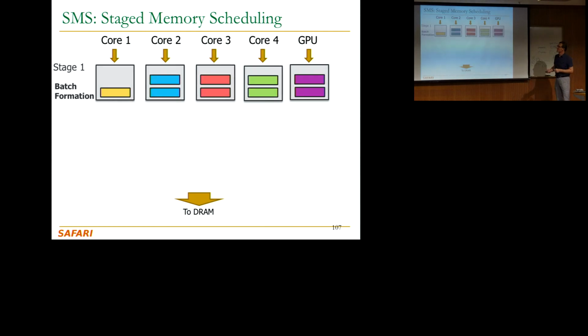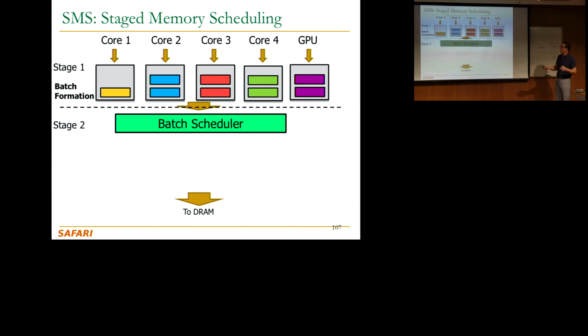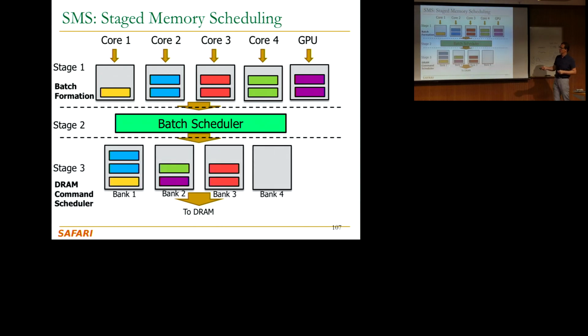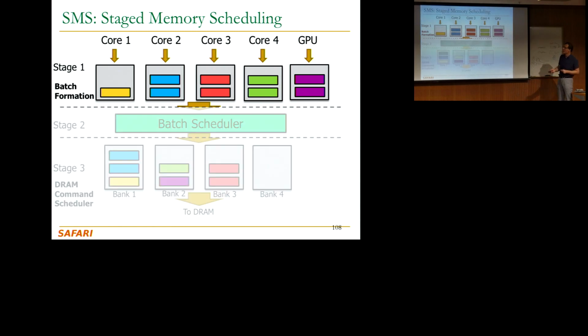So we're going to divide the scheduler into 3 stages, and we're going to push the queues closer to the cores. The first stage is batch formation. As you can see, you form batches that go to the same row. And then the second stage is scheduling of those batches. So how do you actually choose between these different queues? And the last stage is dispatching the requests to the banks.